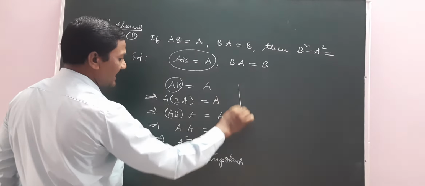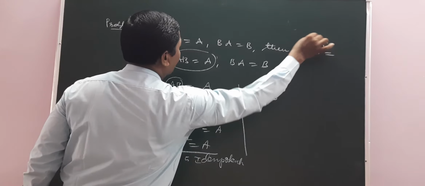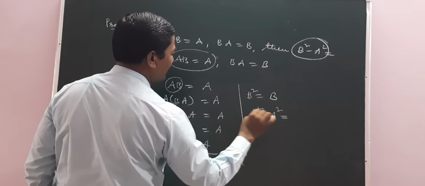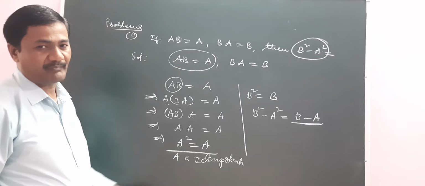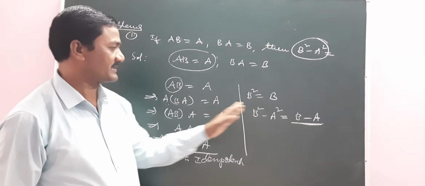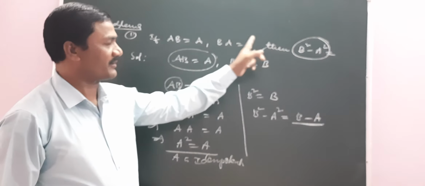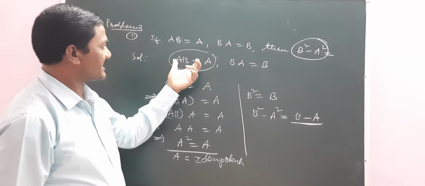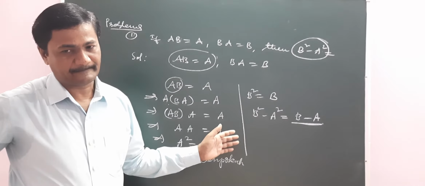Idempotent matrix. Similarly, B square is equal to B only. So what is our value? B square minus A square. That B square means B, A square means A. So our final answer is B minus A. Whenever A square is equal to A and B square is equal to B, then B square minus A square is always B minus A, and particularly A and B are called idempotent matrices.